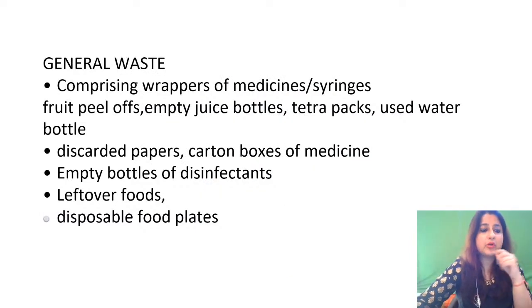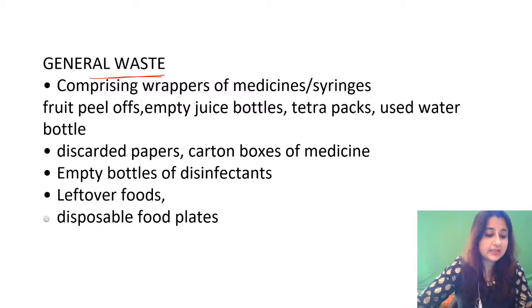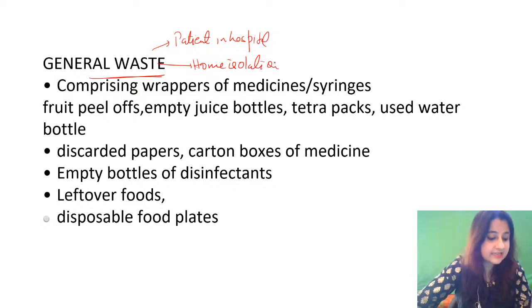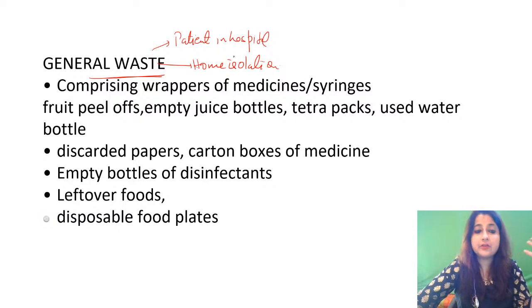Now guys, very important, tell me, which bag does general waste go into? General waste, which comprises, say, wrappers of medicine, syringes, or say fruit peels, empty juice bottles, tetra packs, whether for a patient in the hospital, or a person under home isolation during these times of COVID. Okay, so the general waste every time, guys, very good: leftover food, disposable food plates, they are going into the black color bag.